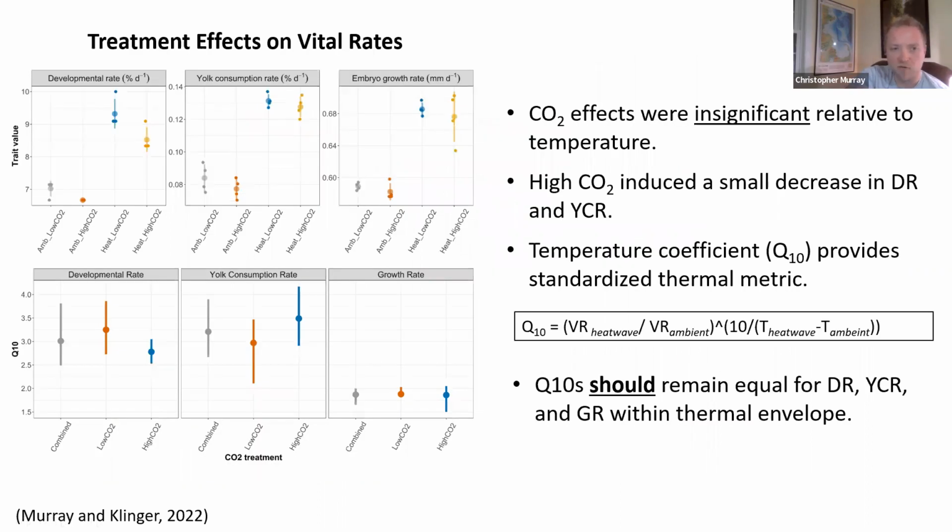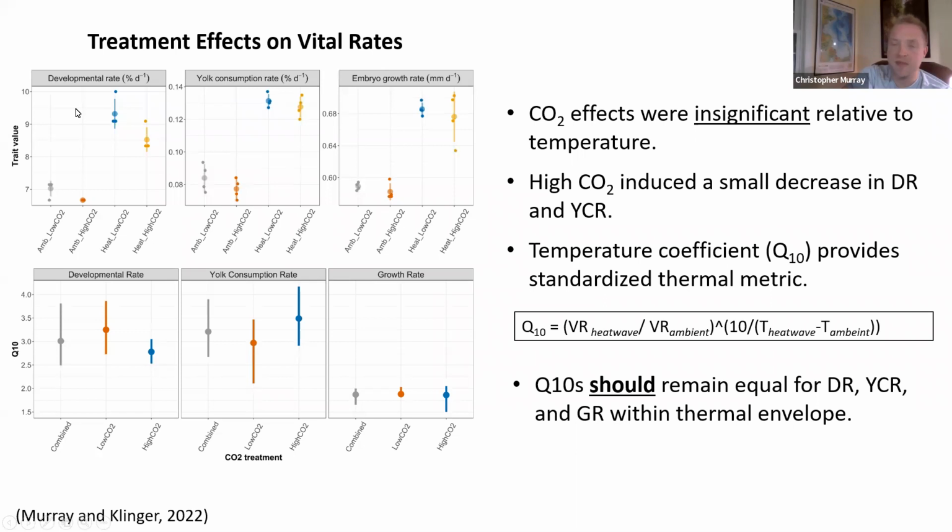So then I took those different morphometric traits and developmental rates and computed some key rate data. The top panel here is showing developmental rate. So this is essentially time to hatch, and it's shown as a % developed per day. The middle panel is showing yolk consumption rate, so again, showing how much yolk, as a function of %, these organisms were consuming under the different temperature and CO2 levels. And the third is growth rate. So it's simply how many millimeters did these embryos grow from fertilization until hatch as a function of days.